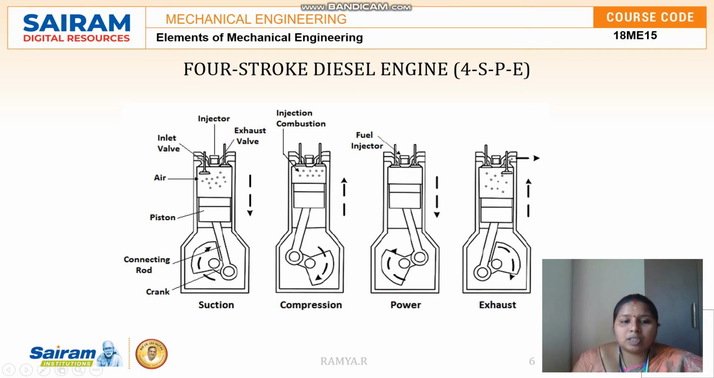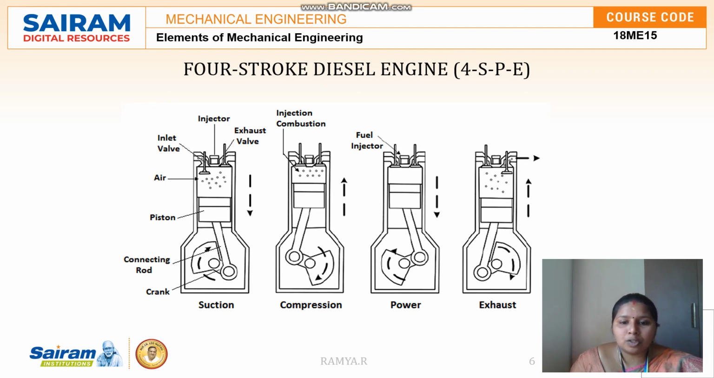So during the suction stroke, the piston moves from top dead center to bottom dead center, and the air through the inlet valve enters, and fuel is given through the fuel injector. Here in the suction stroke, they get mixed up as an air fuel mixture. And the next one is the compression stroke, where the piston will be moving from top dead center to bottom dead center. Here the air fuel mixture is compressed, and we know that the diesel gets ignited easily. You don't need any separate device to ignite it.